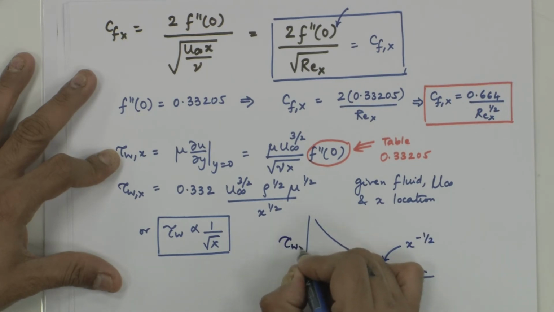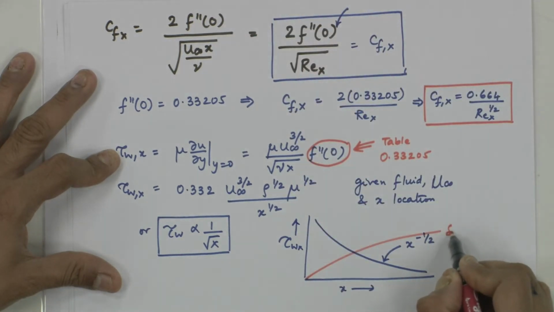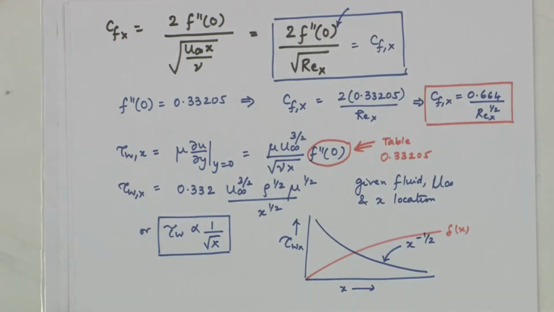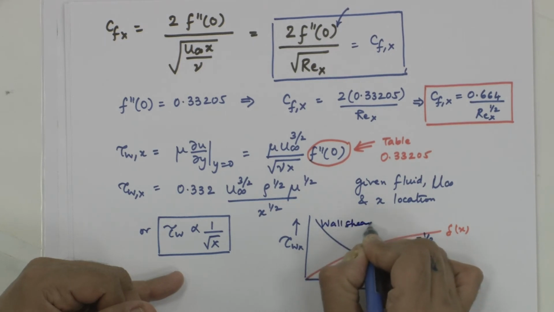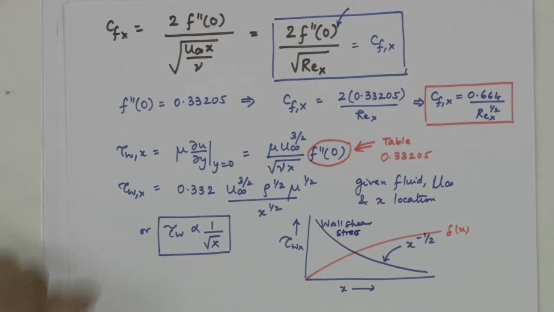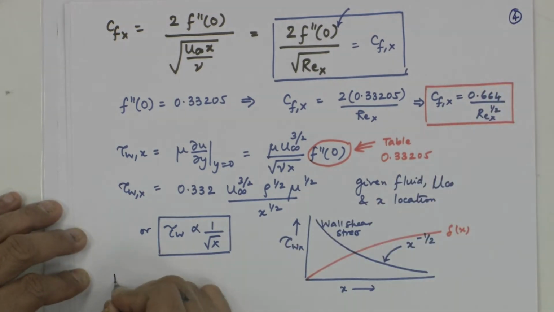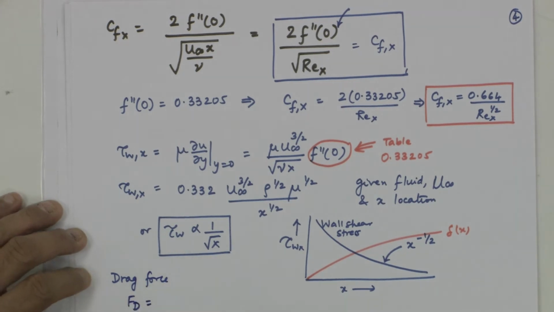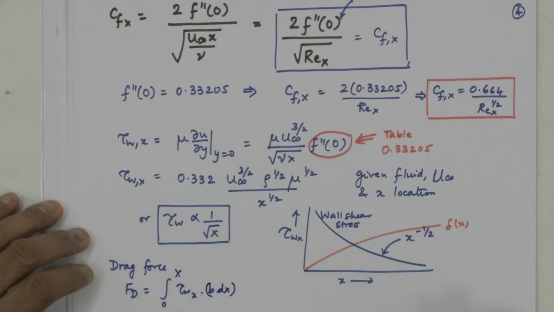For laminar flow, this is the local wall shear stress, and this is how your boundary layer was growing. So, wall shear stress is this blue curve. Wall shear stress varies as x to the minus half, and now you can use this same expression to calculate the drag force. Fd is equal to the integral from 0 to x of tau wall x times b dx, which is your area.